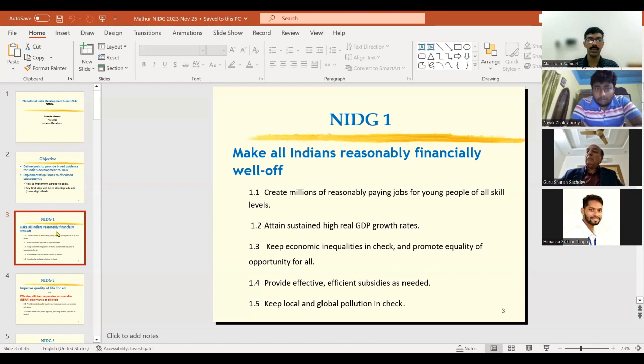Second one is to attain sustained high real GDP growth rates. Currently, India is hitting 6.5%. That's good, but my current slogan is good is not good enough. We need to be excellent.